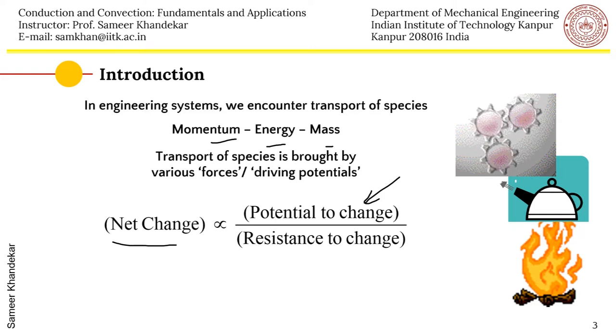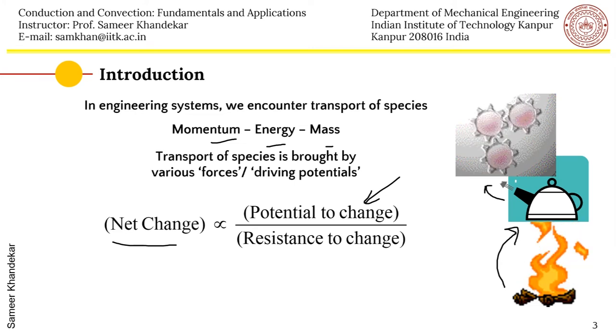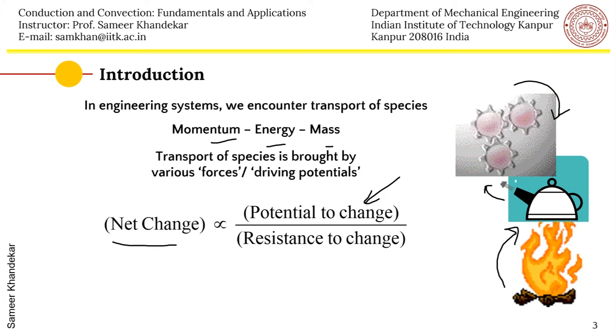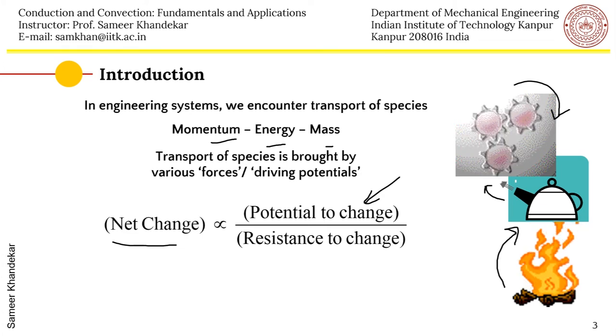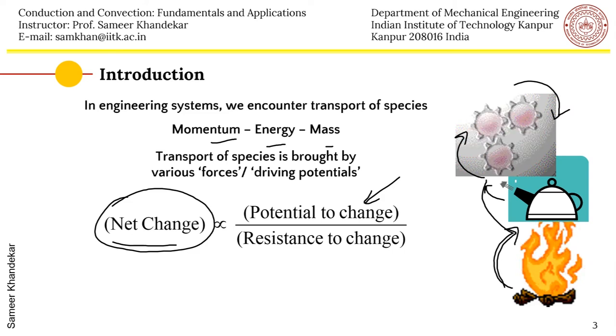For example, in this cartoon on the right, we want to convert the chemical energy of the fuel to thermal energy, and then the thermal energy to the kinetic energy of the steam. And then from there, we are running a turbine, converting into mechanical energy. So what are the potentials which are available in terms of chemical potential, in terms of the pressure energy? That will depend on how much net change of energy we are able to do. And then of course, in every energy transport in this domain, we will have some resistance.